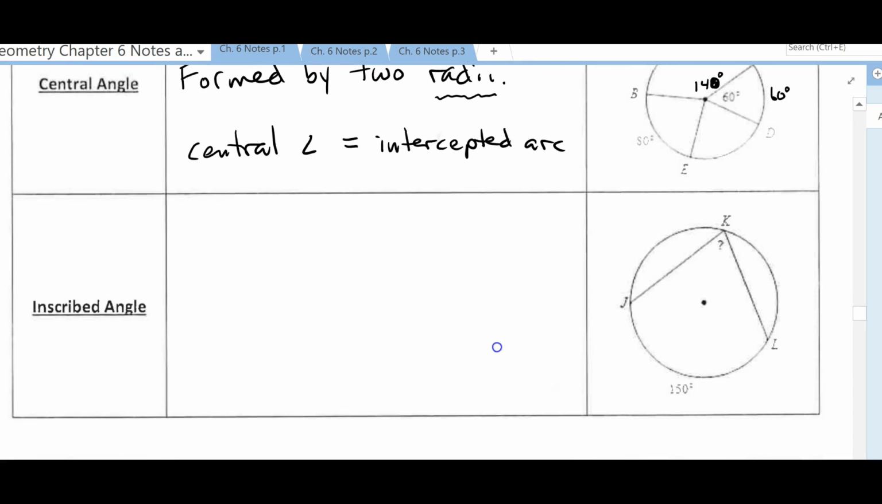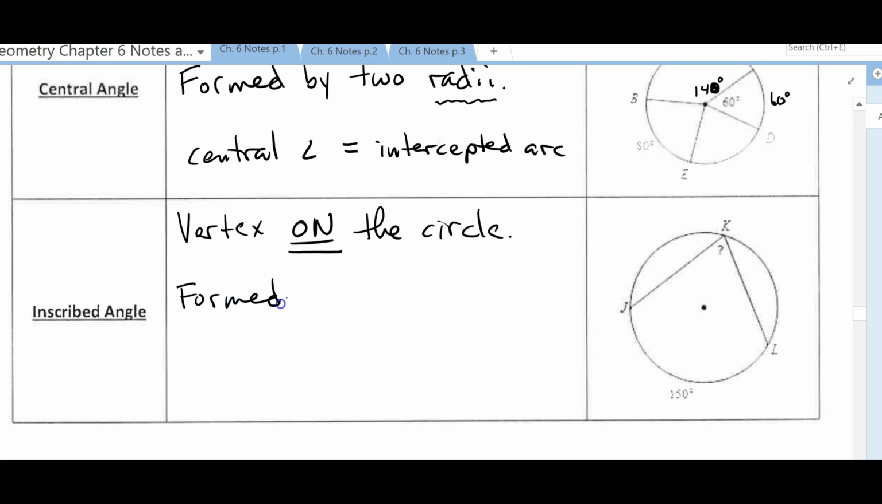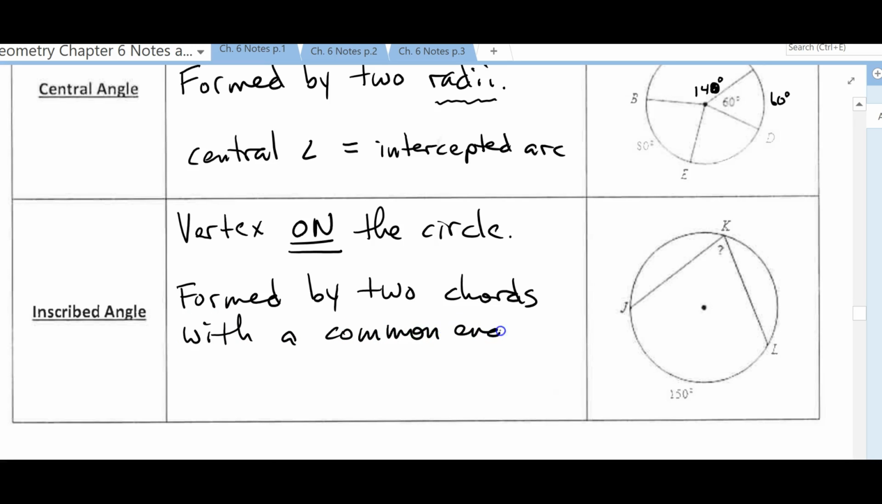Now, let's move on to inscribed angle. So this is new. You're going to want to add this to your Google Doc of definitions. So this is an angle with its vertex on the circle. Okay, and it is formed by two chords with a common endpoint. Okay, if you recall, a chord is just a segment that intersects the circle in two places. So segment JK is a chord. It intersects the circle at J and at K.